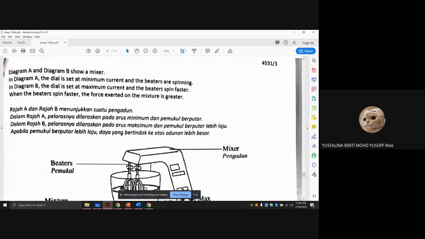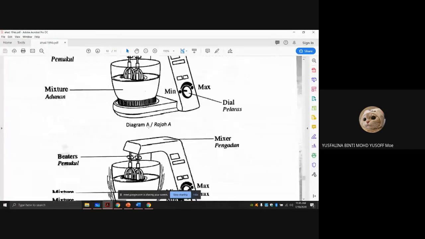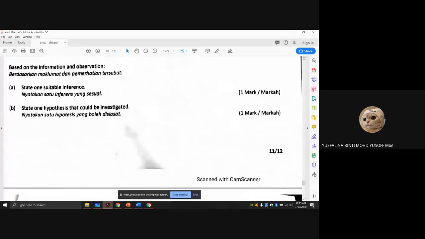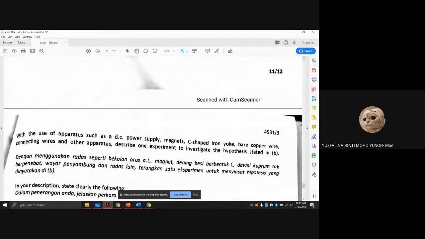So it's a mixer. When you set the minimum current, the beater is spinning, but when you set the maximum current, it spins faster. When the beater spins faster, the force exerted on the mixture is greater. And then the next one, maybe let's say you don't know what the experiment is.